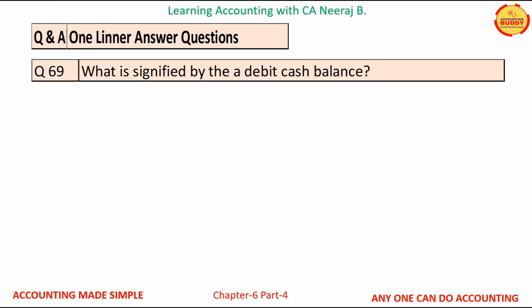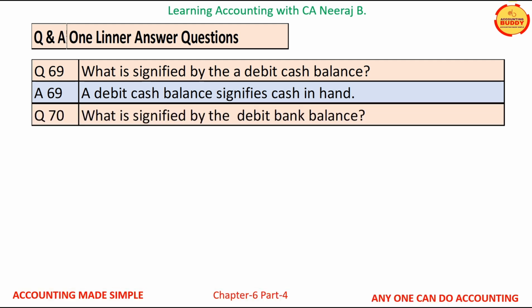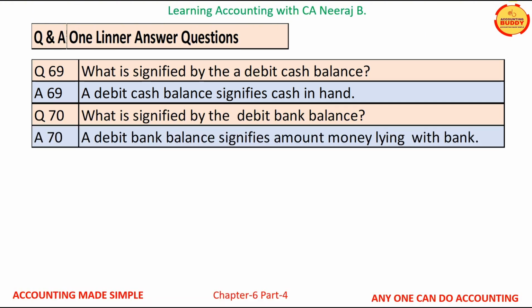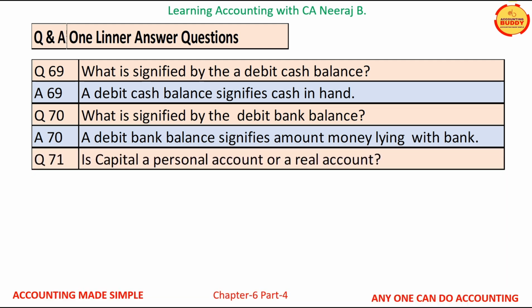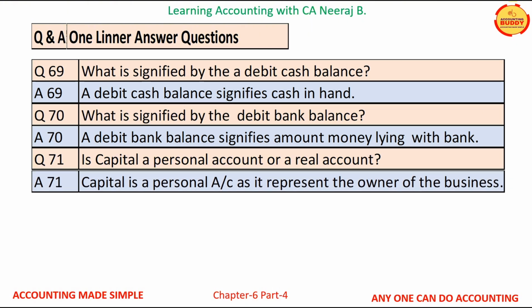Question number 69 is what is signified by the debit cash balance? The answer is a debit cash balance signifies cash in hand. Question number 70. What is signified by the debit bank balance? The answer is a debit bank balance signifies amount of money lying with the bank. Question number 71. Is capital a personal account or a real account? The answer is capital is a personal account.